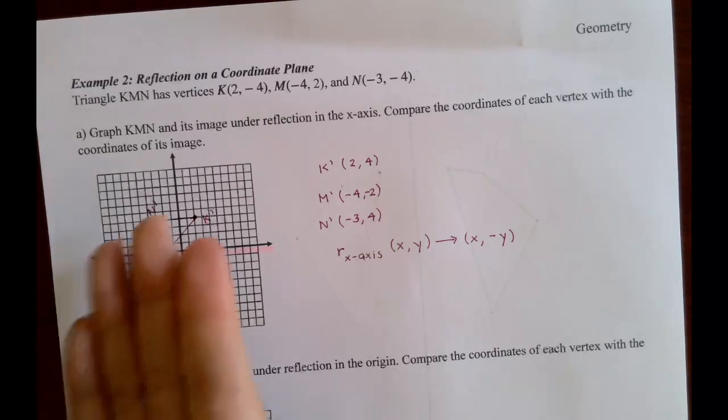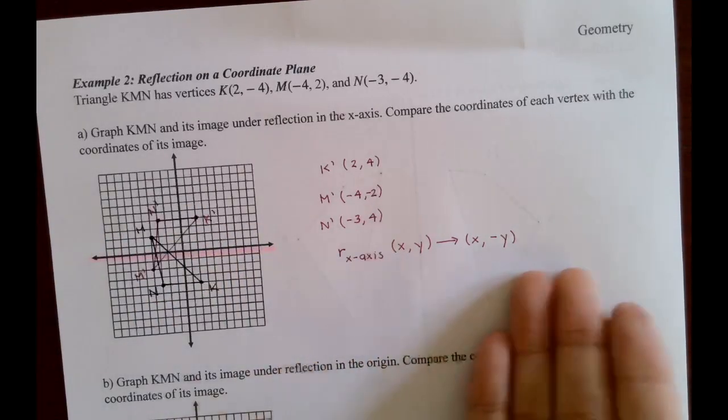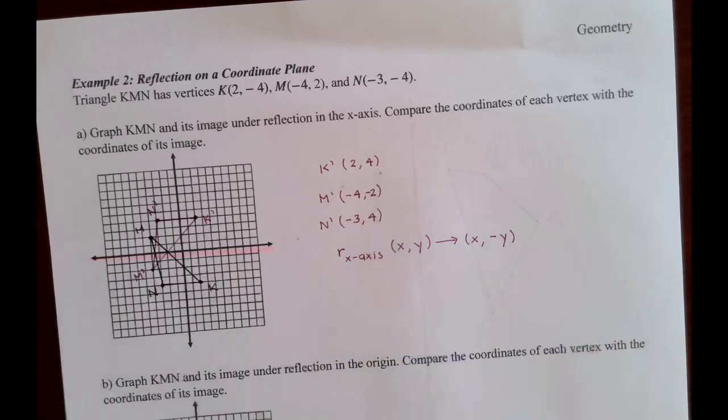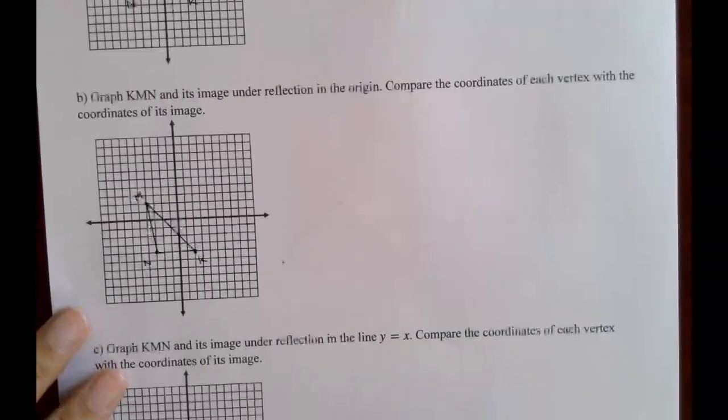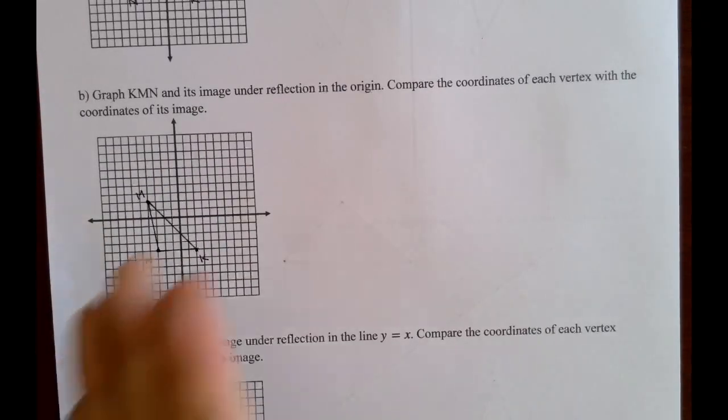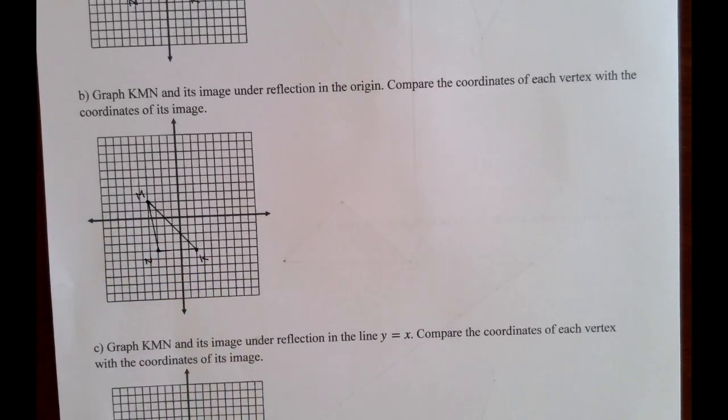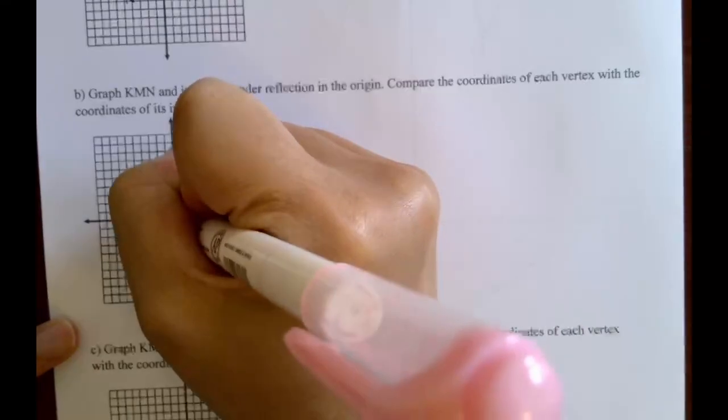So now, even if I don't graph it, if I was given points and told it was reflected over the x-axis, I would know that it's this. Okay? Okay, moving on to B here. Graphed KMN, here it is. Okay? This time, we want to reflect across the origin. Okay? So that's here.